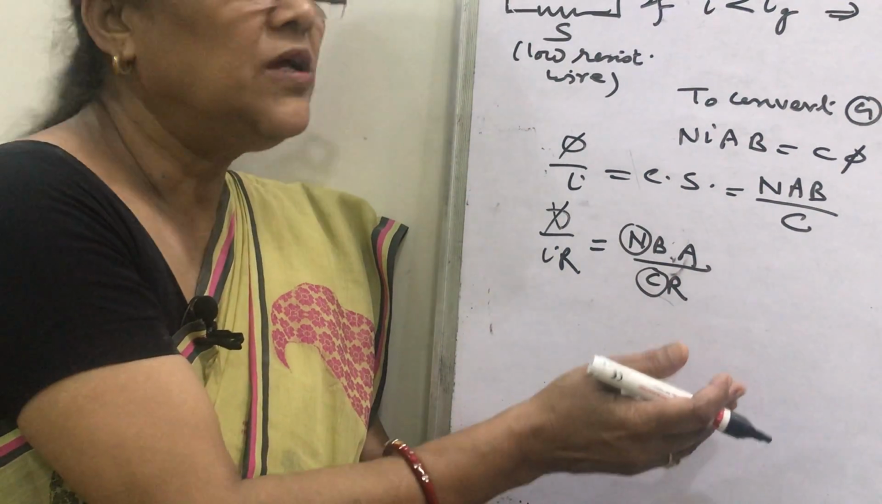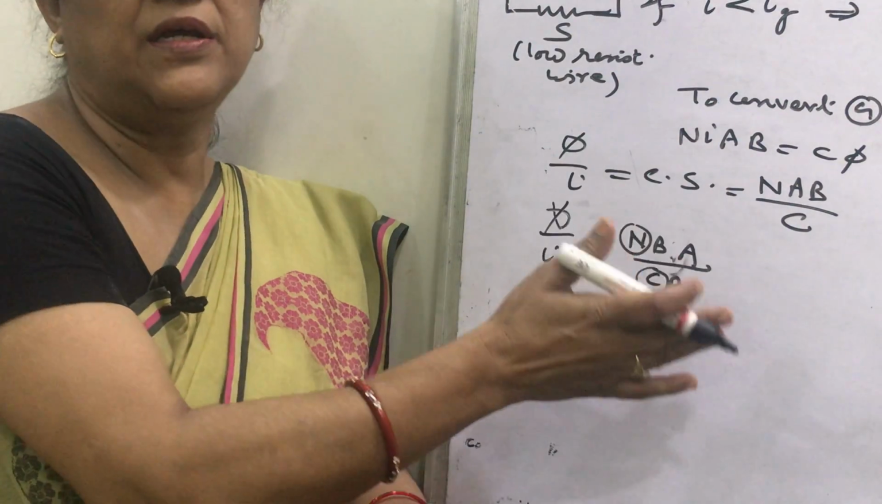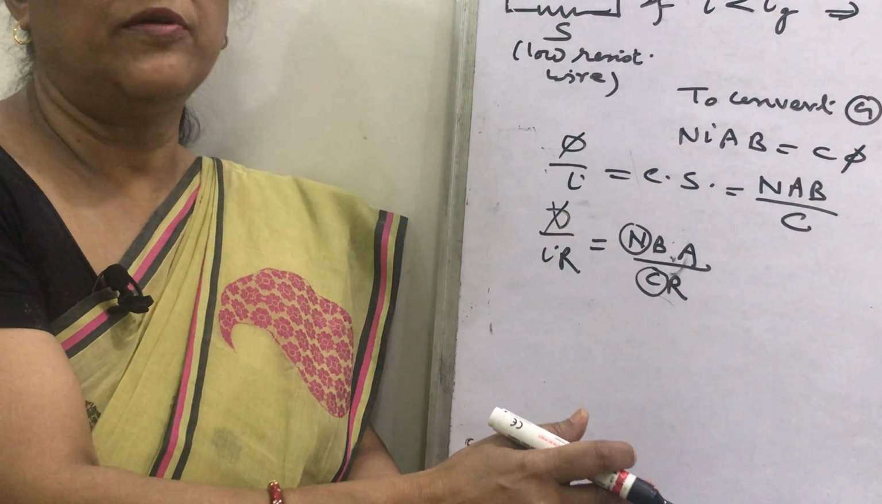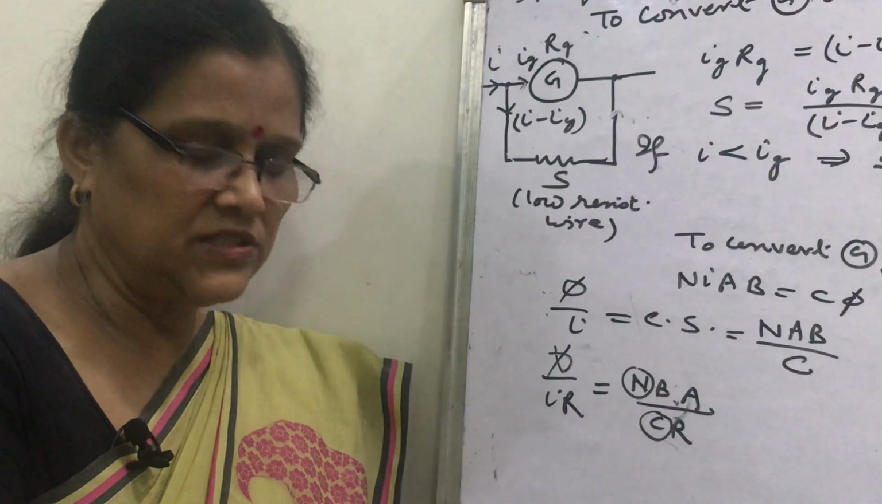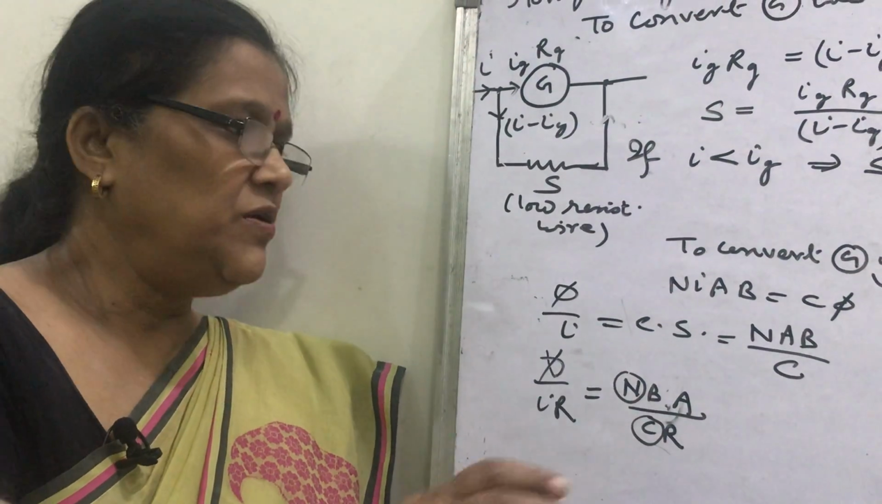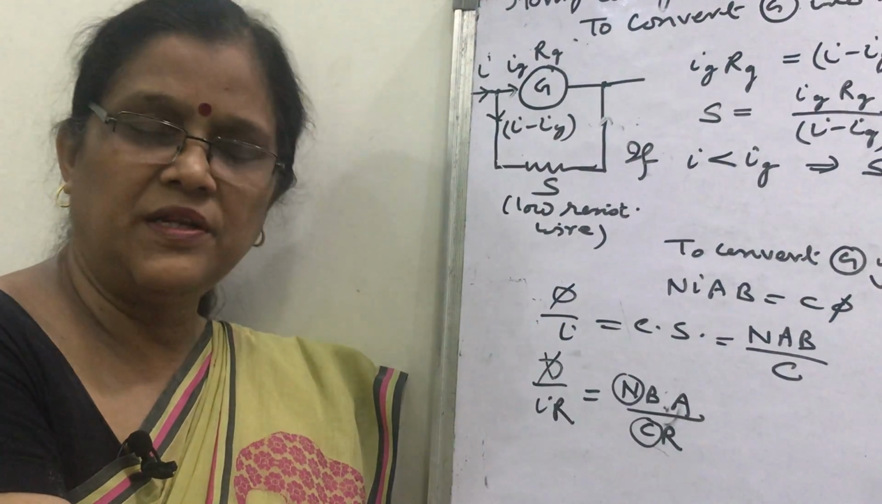So in this way, how ammeter and voltmeter are converted from a galvanometer, many questions are asked, and the desired value of S and R is asked to be calculated in the numericals.